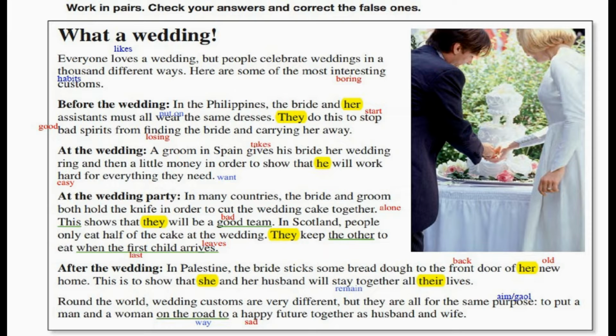After the wedding. In Palestine, the bride sticks some bread dough to the front door of her new home. This is to show that she and her husband will stay together all their lives. Round the world, wedding customs are very different, but they are all for the same purpose: to put a man and a woman on the road to a happy future together as husband and wife.